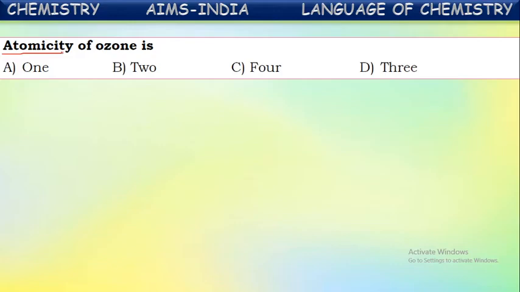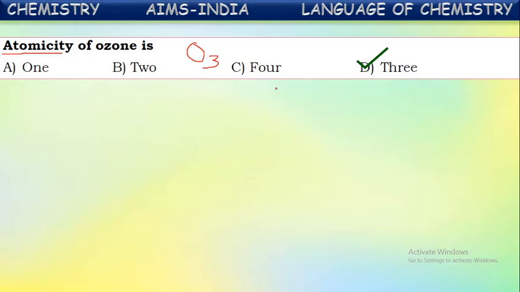Now, what kind of element is this ozone? Is it monoatomic, triatomic, or diatomic? We know the molecular formula of ozone is O3. It means there are three oxygen atoms in one molecule of ozone. So ozone is triatomic and its atomicity is 3. Ozone is a triatomic gas. It has 3 atoms in each molecule.